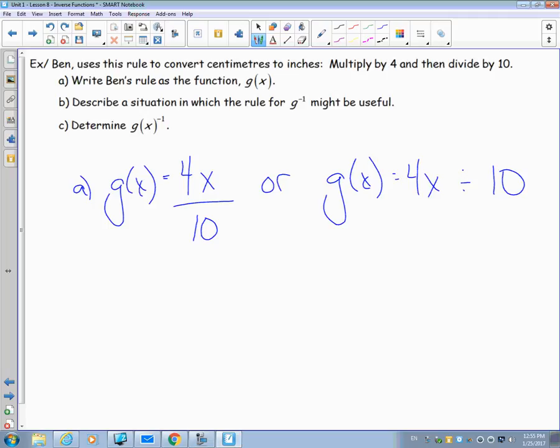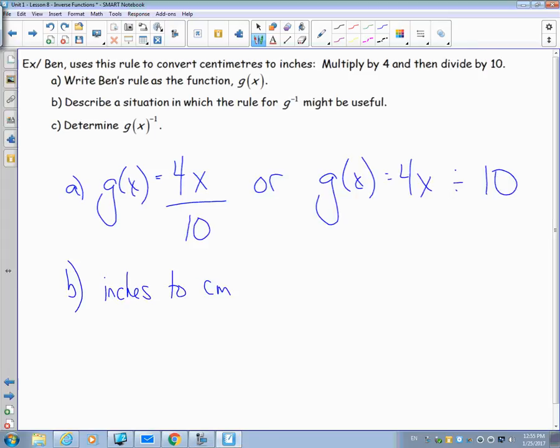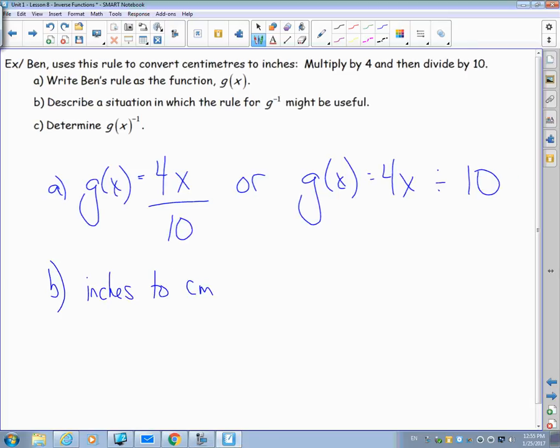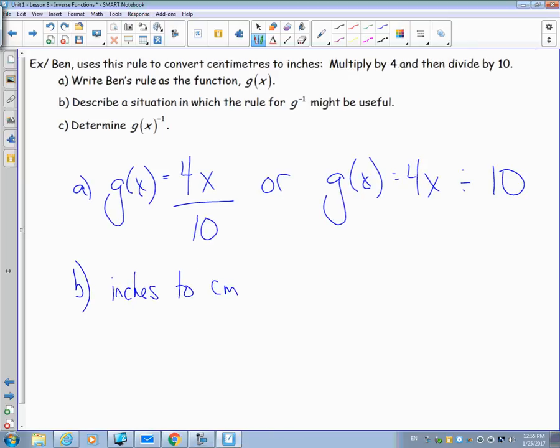Can we describe a situation in which the rule for g inverse might be useful? Well, let's think about the function in the first place. Centimeters to inches, a metric to an imperial situation. When would I want to do the opposite? Well, maybe I want to go from inches to centimeters. I want to undo what I did originally. Can we figure out the equation for the inverse? I hope so. We have to undo what we did. So what's that going to look like?